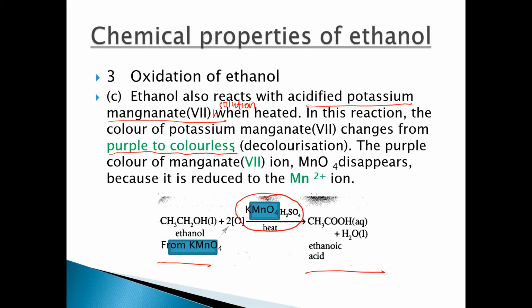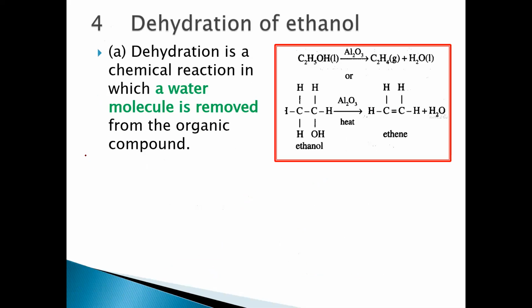So I told you, in this chapter the teacher will teach you CODE. I have settled C, I have settled O. Now I need to talk about D. What is D? Dehydration. When I was teaching you alkenes, I taught you hydration, one of my 4H.